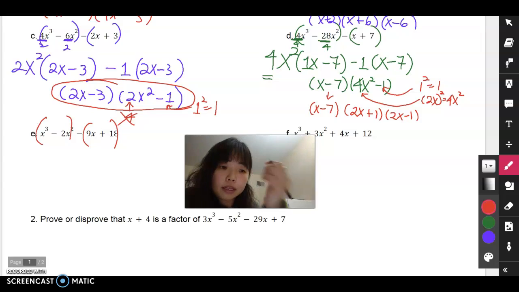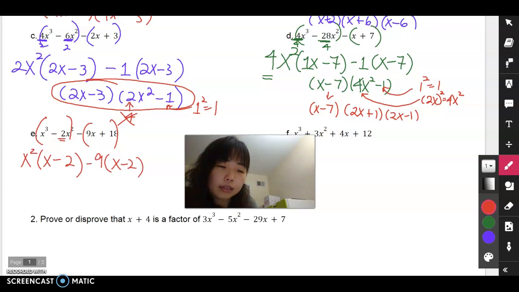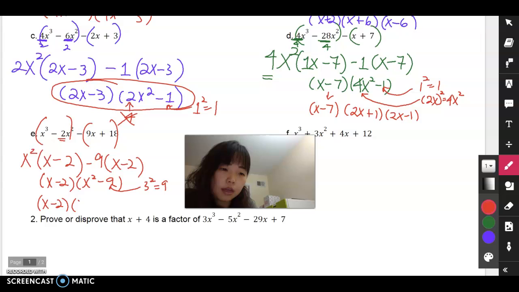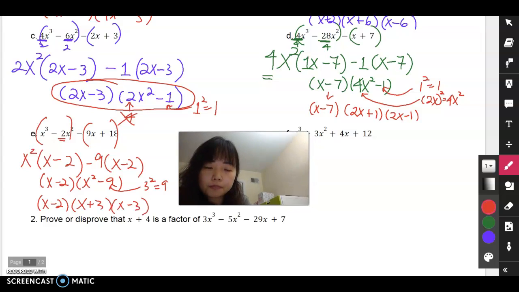Okay, all right, E. So we're also going to take out the x squared. There's no number, so I'm just taking x squared. X minus 2 stays. X minus 2, 9, 9. So it's x minus 2, x squared minus 9. Stop and think. Is this something square? Yes. So it'll be x plus 3, x minus 3.